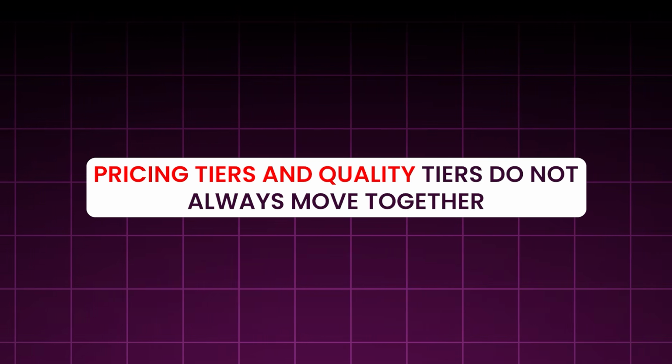Most people do not catch this until the window is already closed. Pricing tiers and quality tiers do not always move together. When the gap between them narrows, whoever is paying attention gets a real advantage. Think about every service you price based on what AI costs you to deliver. If that cost drops while quality holds steady, your margin just expanded, without any extra effort from you. That is not a small thing.